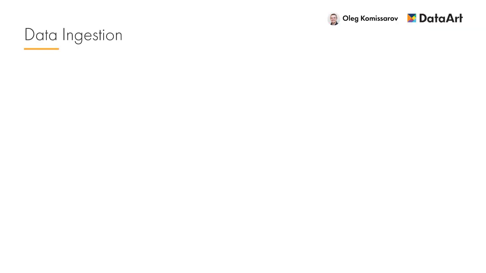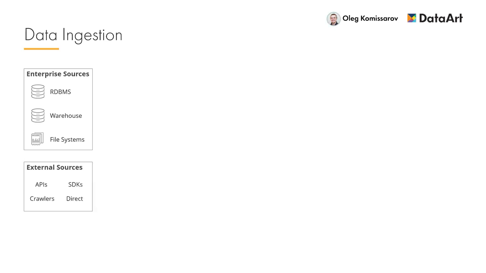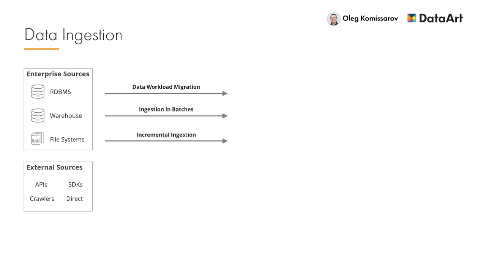Let's take a look at ingestion. So what are your typical data ingestion needs? You need to source data from all of your enterprise sources, relational warehouses, file systems. You need to source data from external sources, CRMs, ERP systems through different SDKs and APIs. And your typical needs are data workload migration. When you just organize your data lake, you need to move data usually from your relational structured databases to the data lake. You need to be able to ingest data in batches. After initial ingestion, you need to have incremental ingestion, and you need most likely streaming data ingestion.